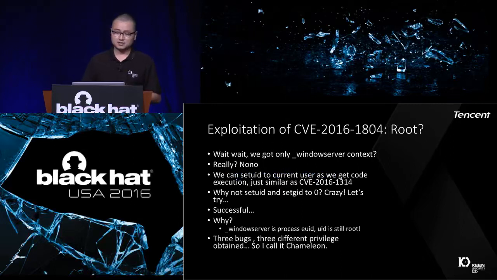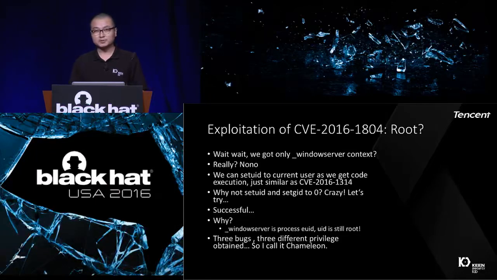And the last thing, whether this bug can be a root privilege escalation, the answer is yes, because when you check this process, actually the UID is always root, but the Window Server just sets its EUID. So considering that you have remote code execution, you can execute arbitrary code. Then you can just call setuid(0) to set its EUID back to root. So I call this kind of mechanism privilege chameleon, which is very good.